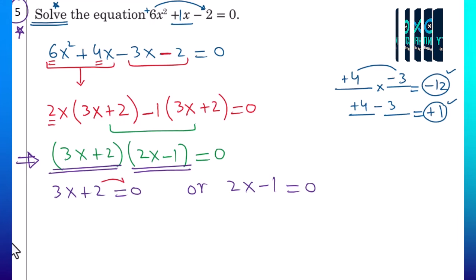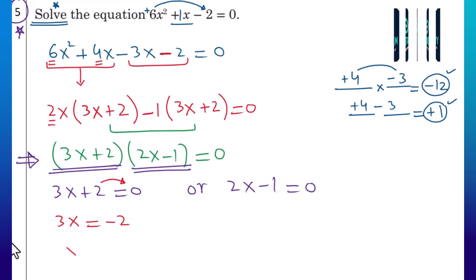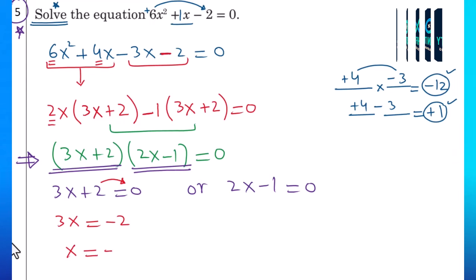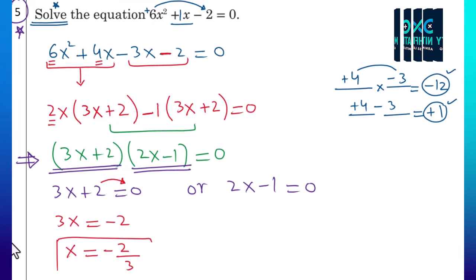We will shift this +2 to the other side. This will become -2. So we will write 3x is equal to -2, and this 3 is multiplying with x. So when you shift it to the other side, you have to divide. We will write x is equal to -2 over 3. This is the first answer. We got it.